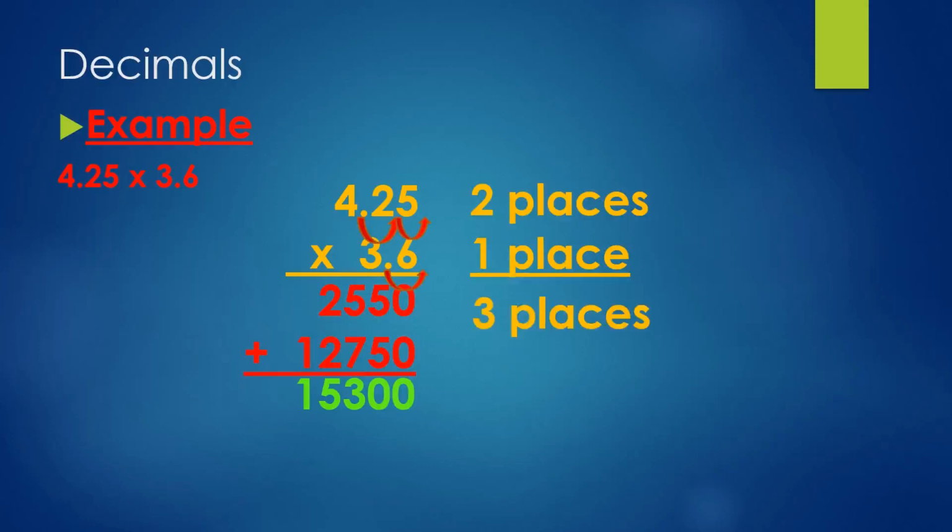So in our final answer, which is 15,300, our decimal would be behind the second 0. So we're going to move 3 places to the left from there to get our answer of 15.3.